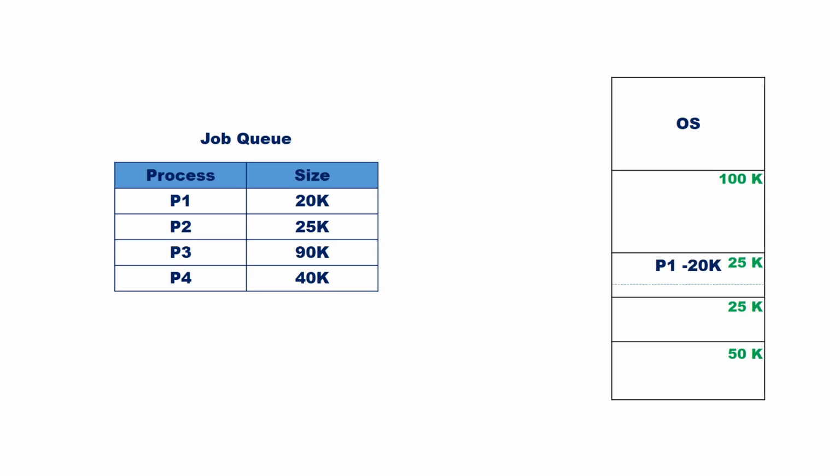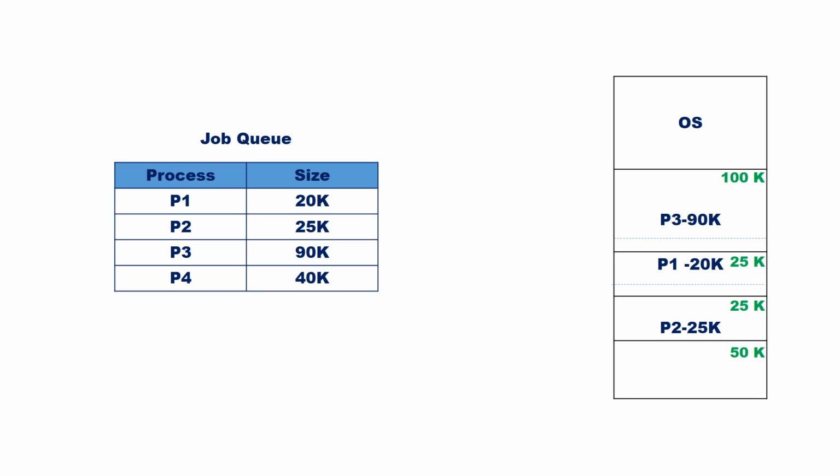P1 is allocated to the partition with size 25K. Although P1 requires only 20K, the entire 25K is allocated to P1 since the partition is fixed. P2 will be allocated to the next partition. P3 will be allocated to the partition with size 100K.